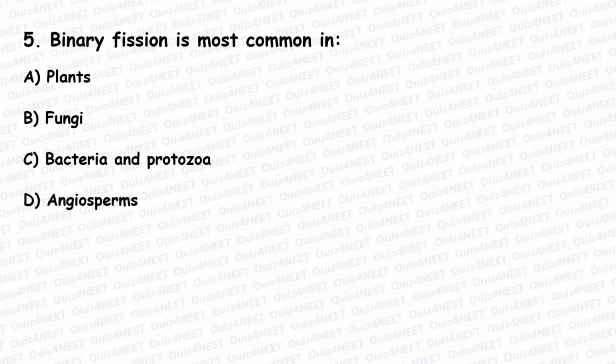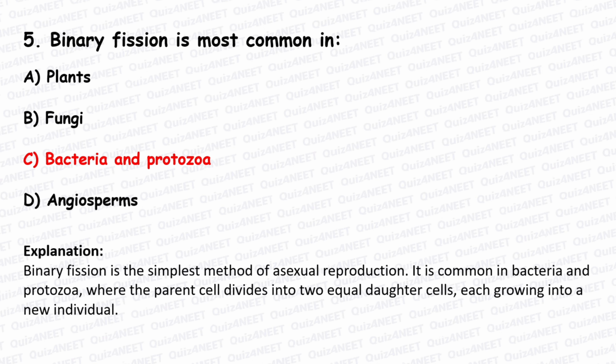5. Binary fission is most common in: A. Plants, B. Fungi, C. Bacteria and protozoa, D. Angiosperms. The right answer is C. Bacteria and protozoa. Explanation: binary fission is the simplest method of asexual reproduction. It is common in bacteria and protozoa, where the parent cell divides into two equal daughter cells, each growing into a new individual.